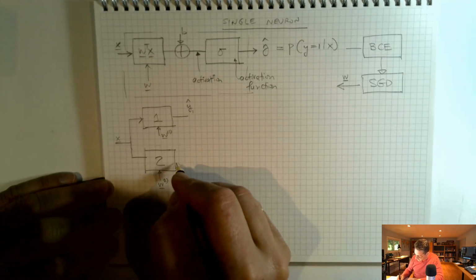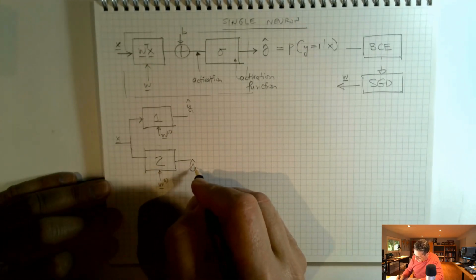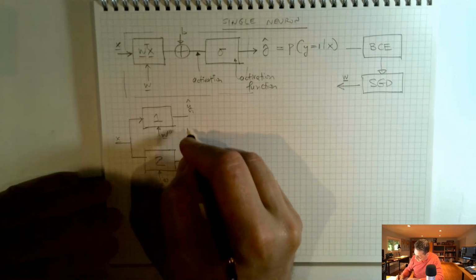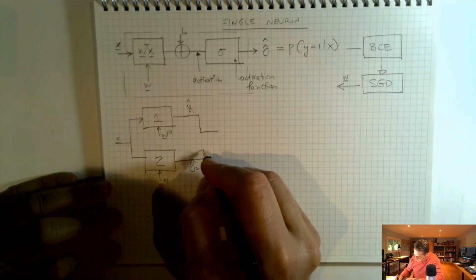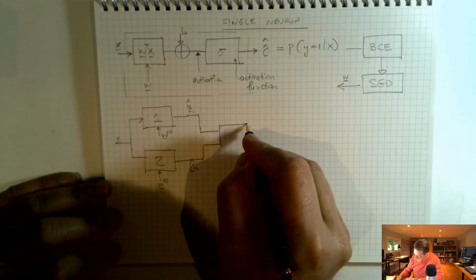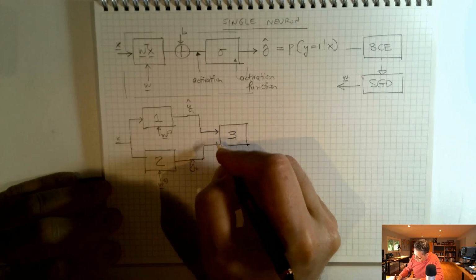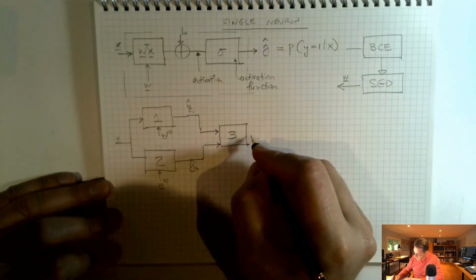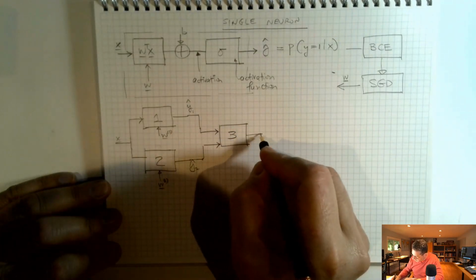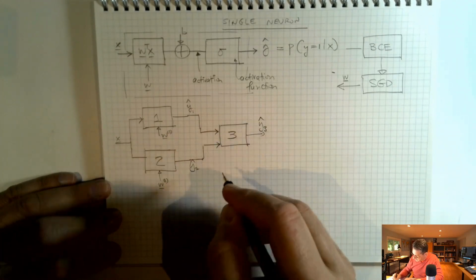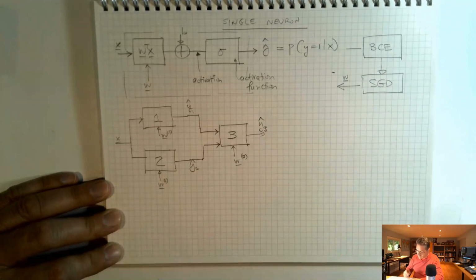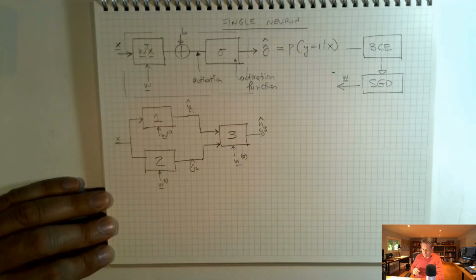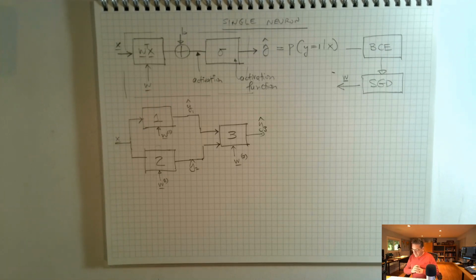And the second neuron will produce an output which we'll call y2 hat. These are the two predictions. However, now these outputs will be combined with the help of a third neuron, neuron number 3, to produce the final output which we'll call y3 hat. And this neuron has its own parameters, w3. Okay, so that's basically the architecture we are going to study a little bit.